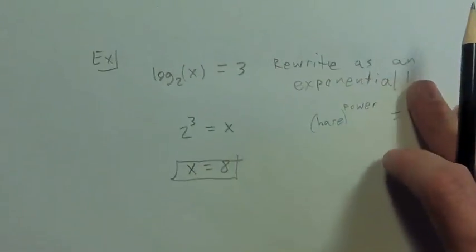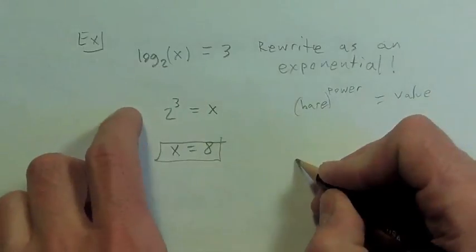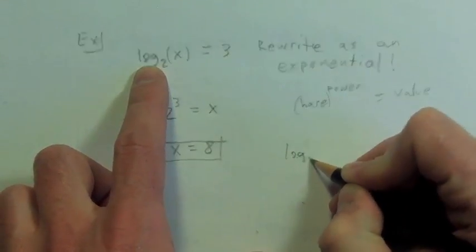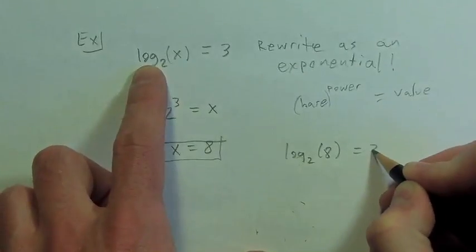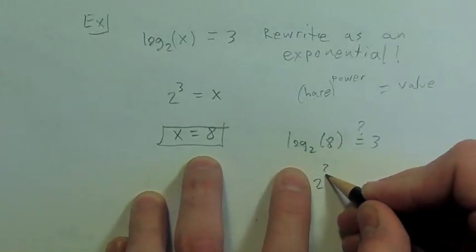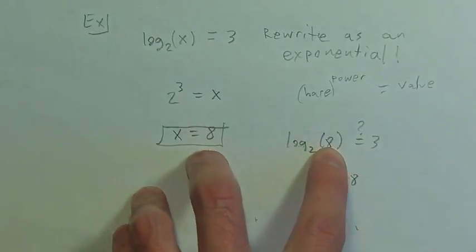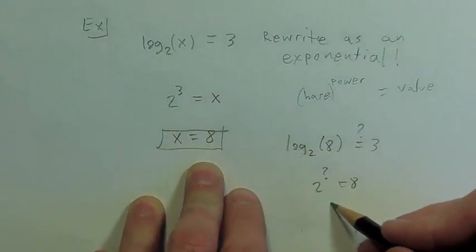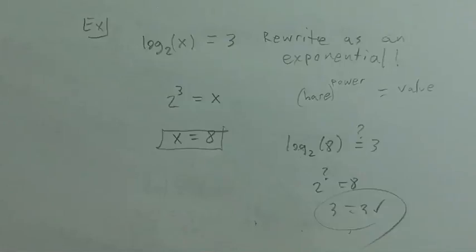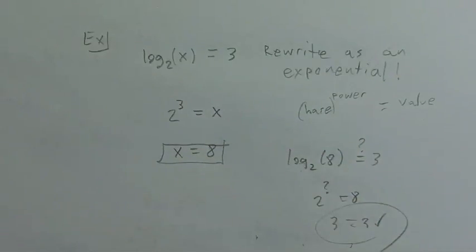If we plug it back into the solution, log base 2 of 8 equals 3. Well, is that true? Let's see. This is asking 2 to what power is equal to 8? That answers 3. So we get 3 is equal to 3, and there we go. So with log equations, it really is just down to making sure you rewrite it as an exponential. And usually it just kind of goes from there.